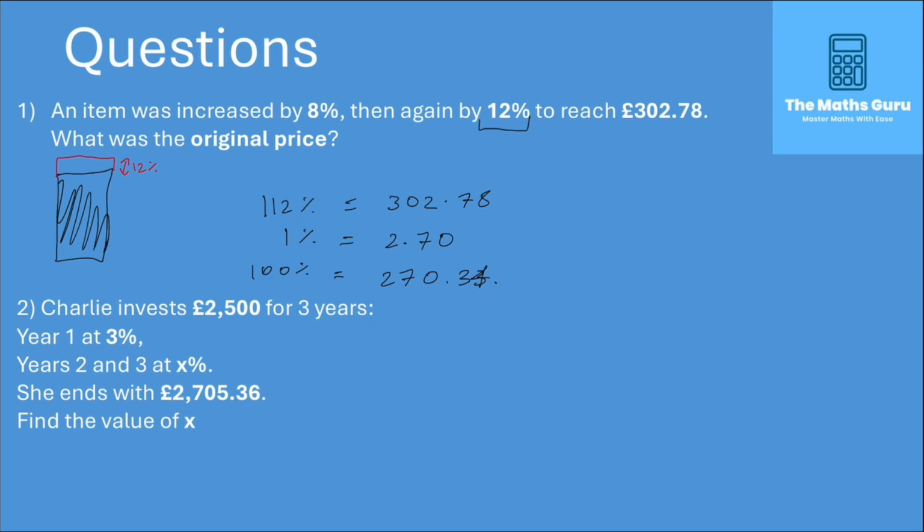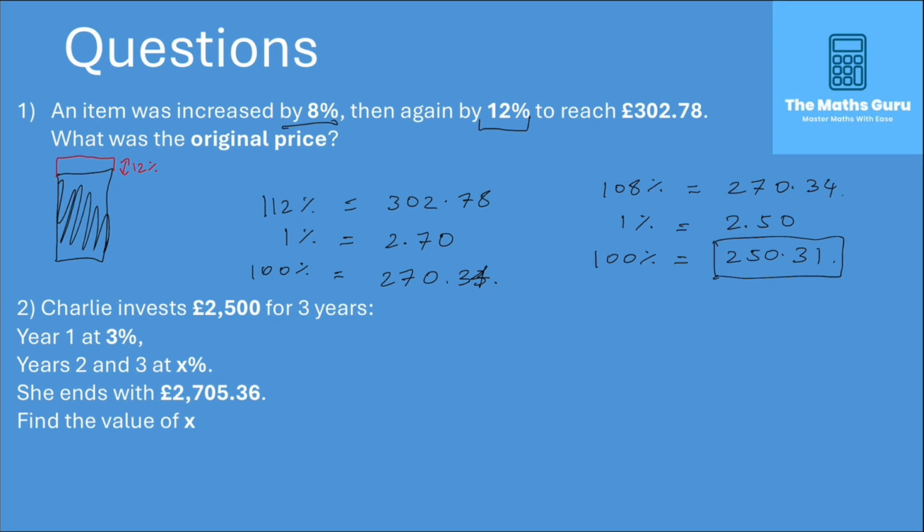Now looking at this, it's telling us that the item was increased by 8%. So we say 108% was equal to our £270.34. Then 1% will be equal to £2.50, and then 100% will be equal to £250.31. And this was our original price. So in a question like this, we need to always work backwards, first dealing with the 12% and then dealing with the 8%.